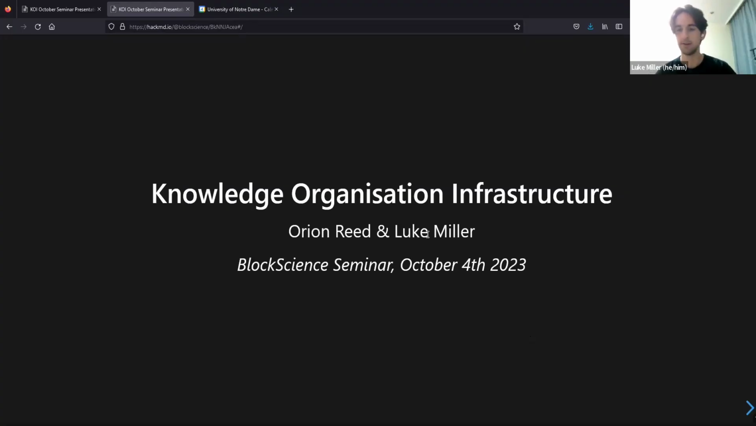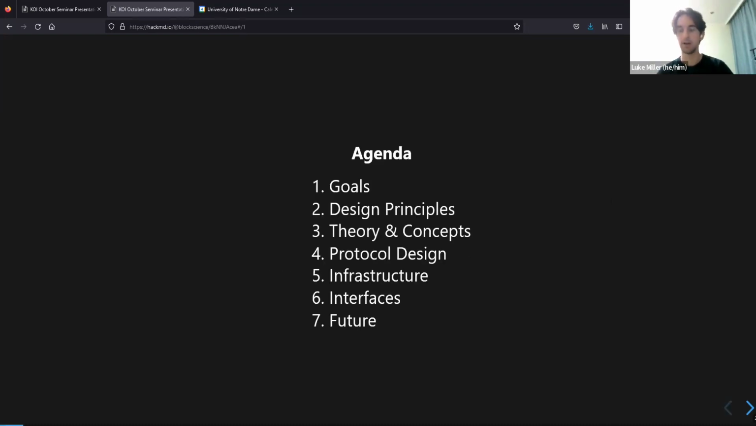Going to be talking about our knowledge organization infrastructure that we've been working on for the past couple of months. So I'll just show the agenda here. The goals for the project, the design principles behind it, the theory and concepts that we developed early in the summer, how that evolved into our protocol design, and finally the infrastructure that we have now, and then the interfaces we have into that, and then plans for the future.